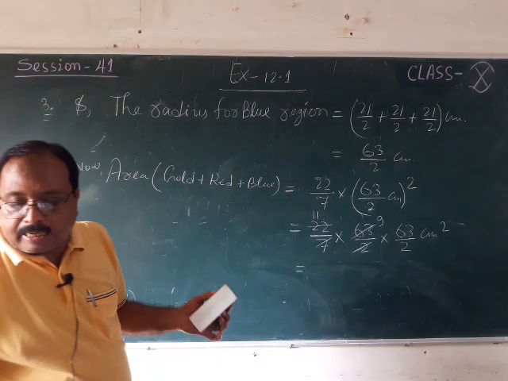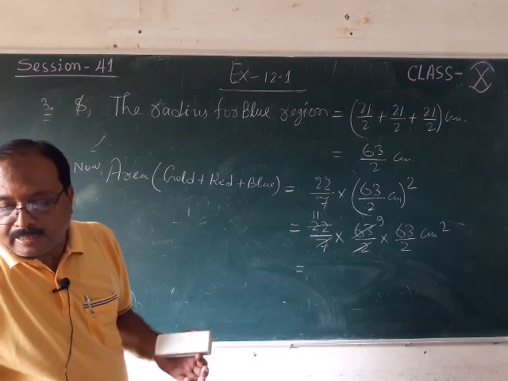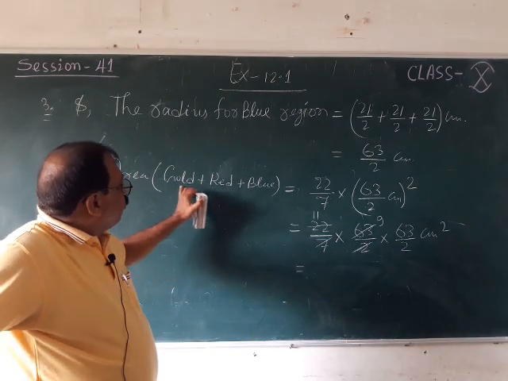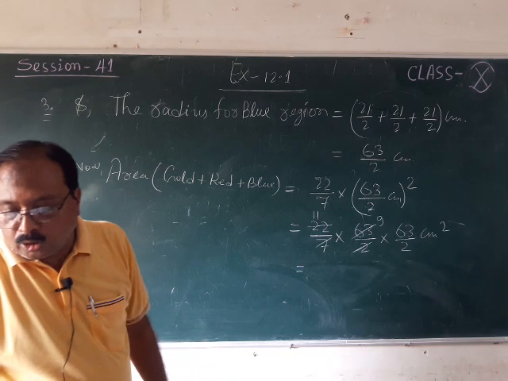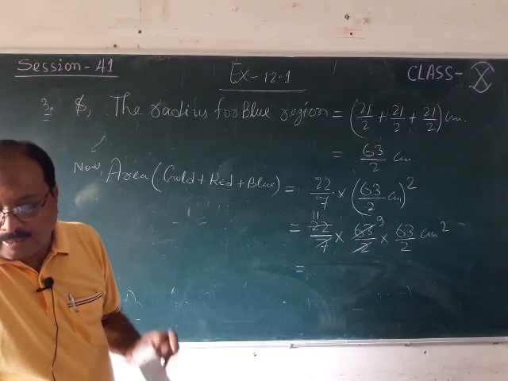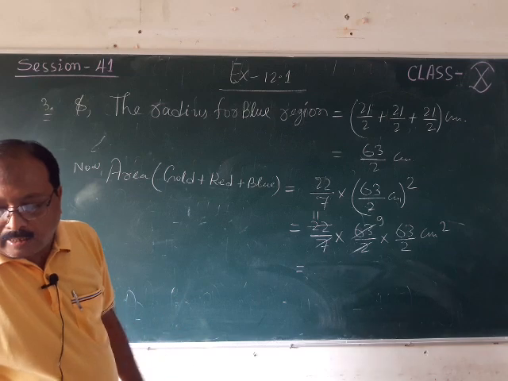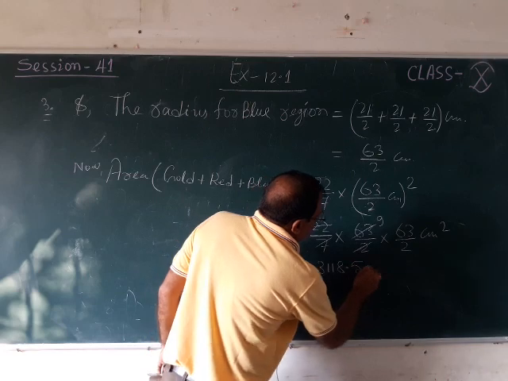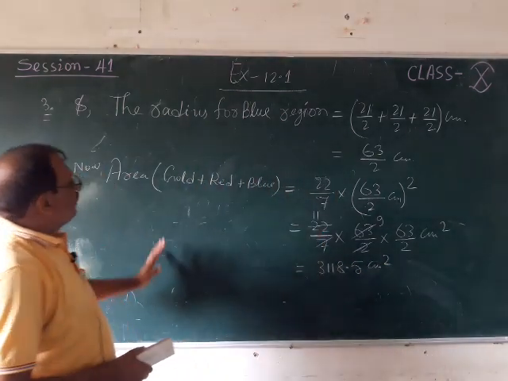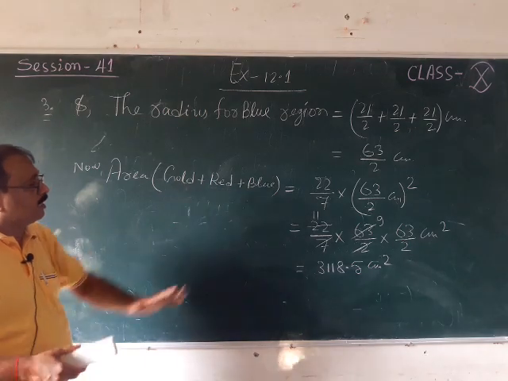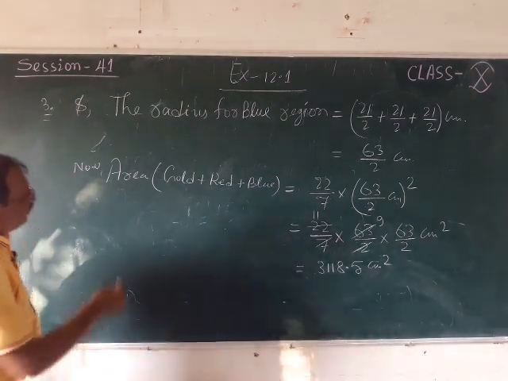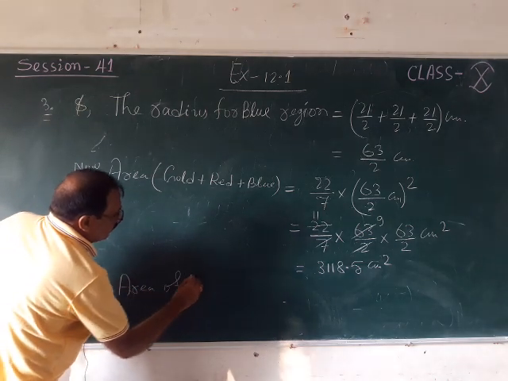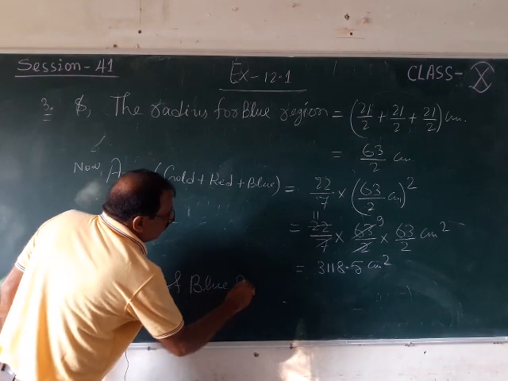So this time if we calculate this entire number, that means gold, red and blue, this entire region you need to calculate. Then ultimately you will see that your answer is coming 3118.5 cm square, but it is the area of the sum of all these 3 regions. Now you want to find the area of only the blue region, therefore area of blue region.